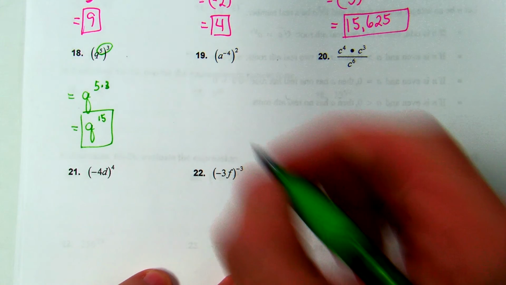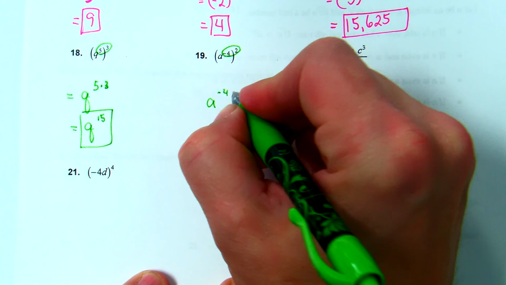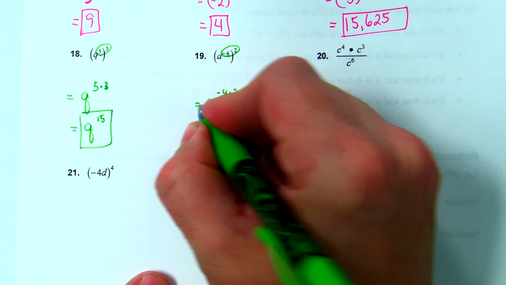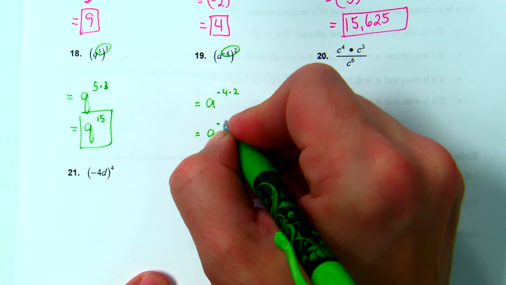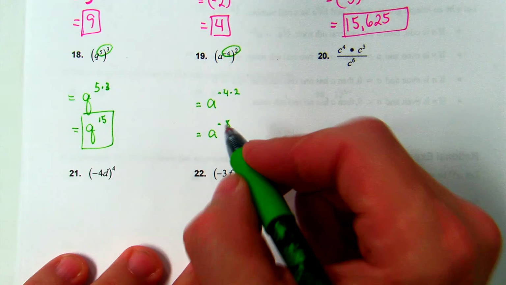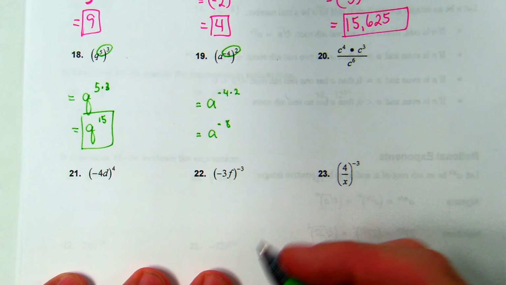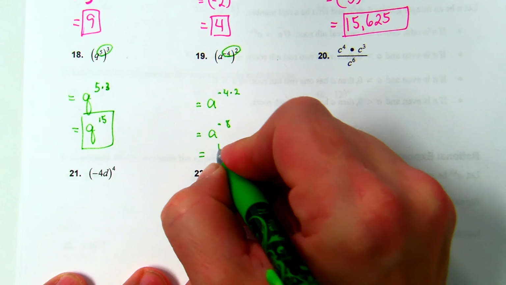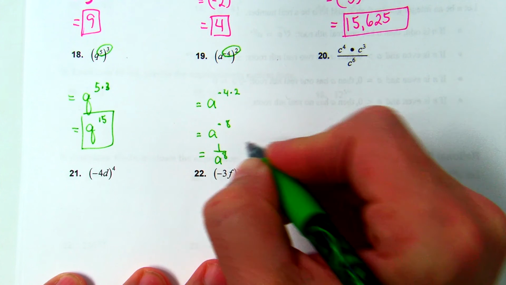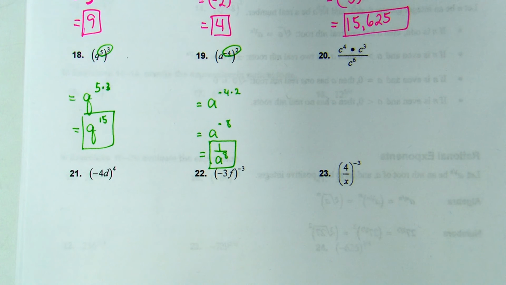19 is going to be very similar. You're going to multiply negative 4 times 2, so we have a to the negative 4 times 2 power. And so we have a to the negative 8th power, but we can't leave it in that form because it's a negative exponent. So what do we do? We take the reciprocal. We're going to take 1 over a to the 8th power, and that will leave it in the positive form of exponent so that we can leave it in that answer form.